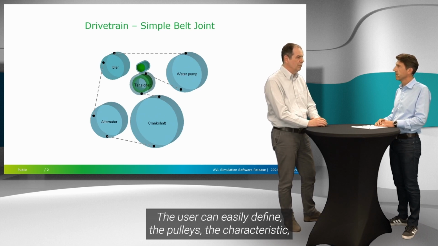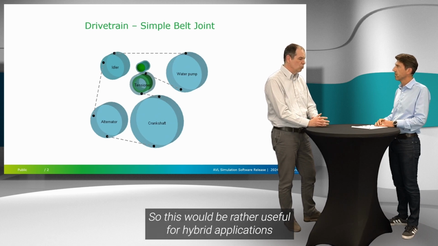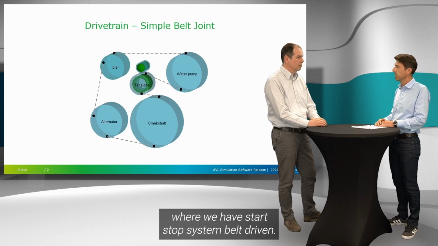User can easily define the pulleys, the characteristic information on the stiffness and damping of the belt spans. So this would be rather useful, for instance, for hybrid applications where you have a start-stop system belt-driven.